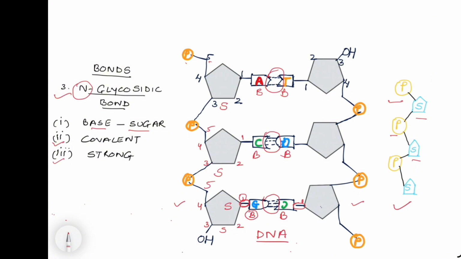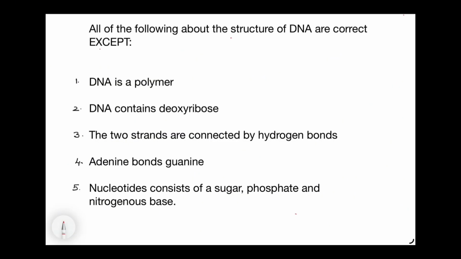Now, let us do one MCQ. All of the following about the structure of DNA are correct except, so we have to look for the incorrect statement. So, let us start with the first one. DNA is a polymer. Yes, we know it is a polymer. It contains many nucleotides. Then DNA contains deoxyribose. That's correct. Deoxyribose sugar is present in DNA. The 2 strands are connected by hydrogen bonds. We studied just now that they are connected by hydrogen bonds.